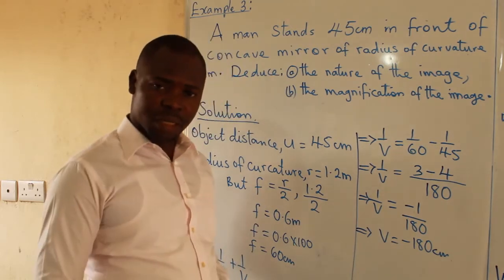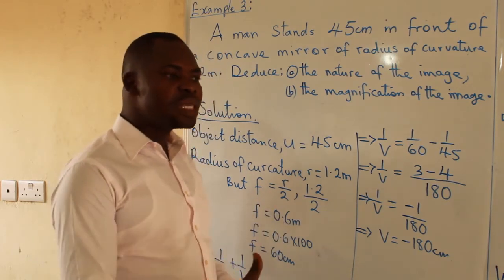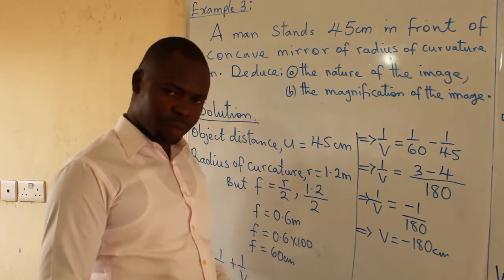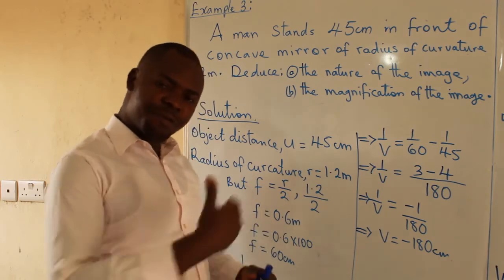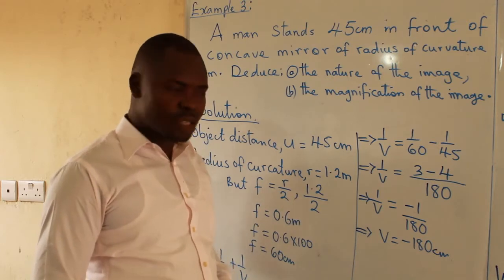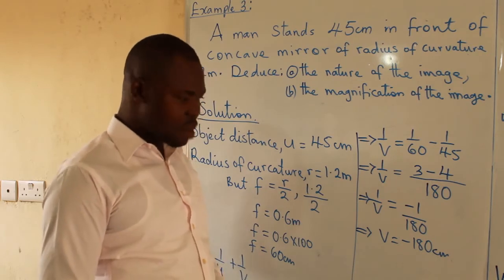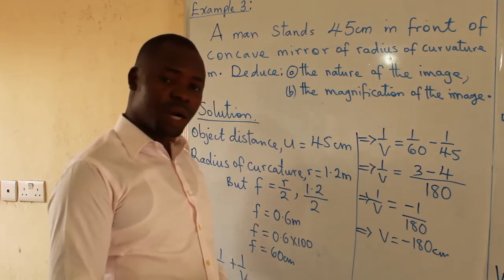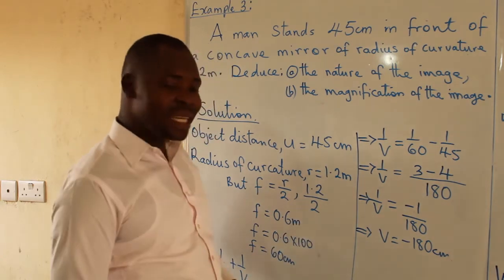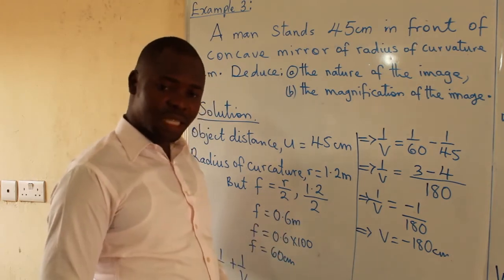Image is real when the image distance is positive. So real images, like we said before, are formed before the mirror, in front of the mirror. Whenever an image is formed behind the mirror, what you have is called virtual image, and the sign is negative. Of course, by diagram, it's represented with broken lines. Therefore, if v equals minus 180 centimeter, automatically the nature of the image is virtual.